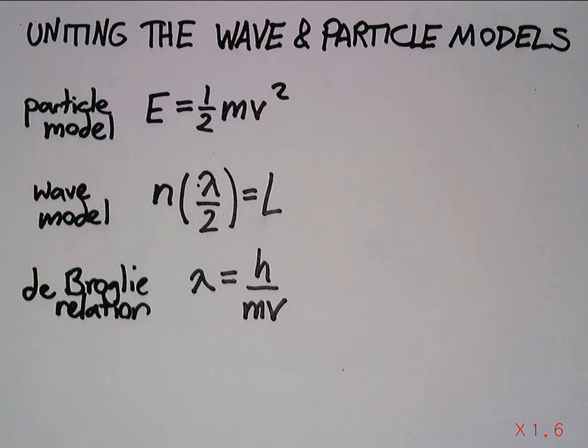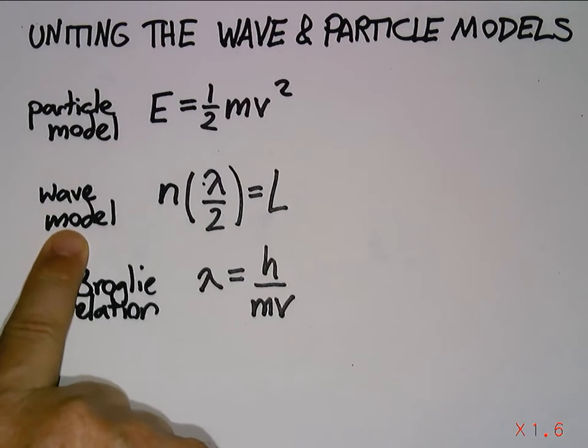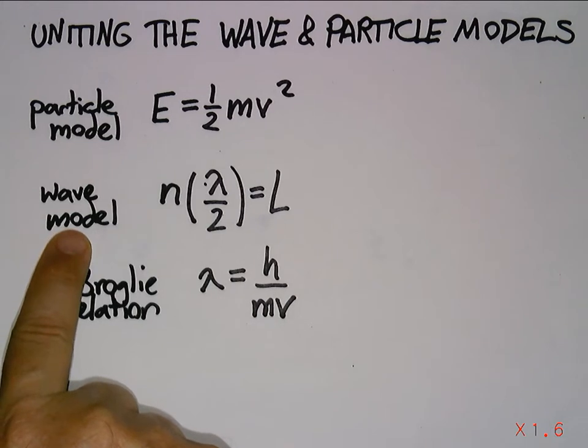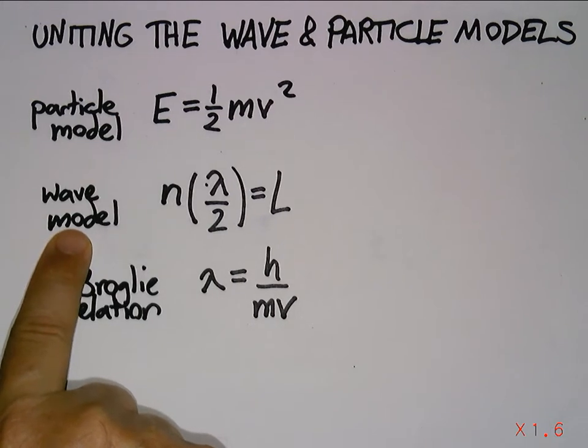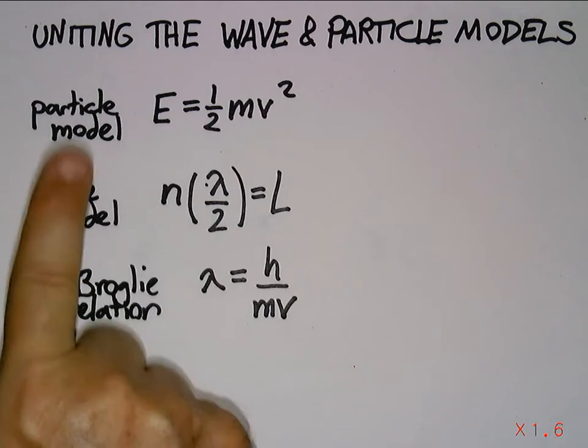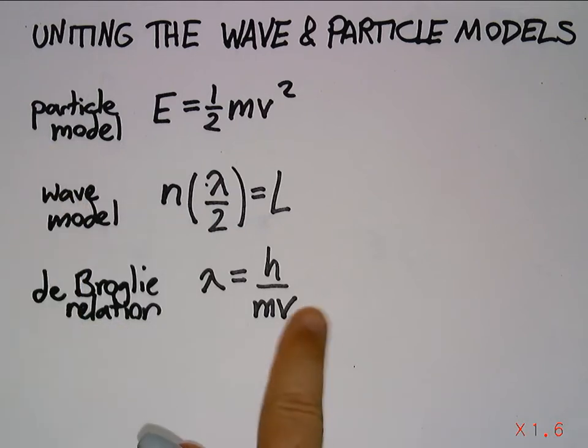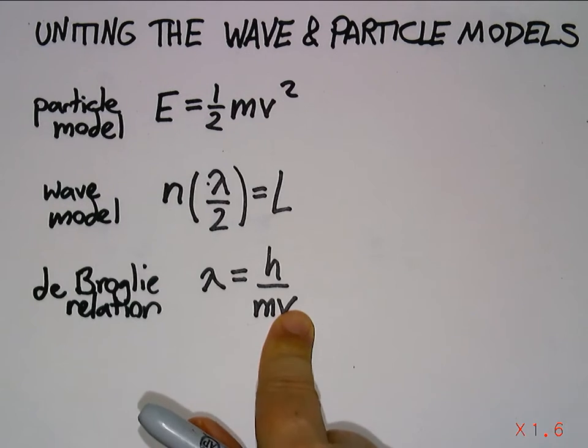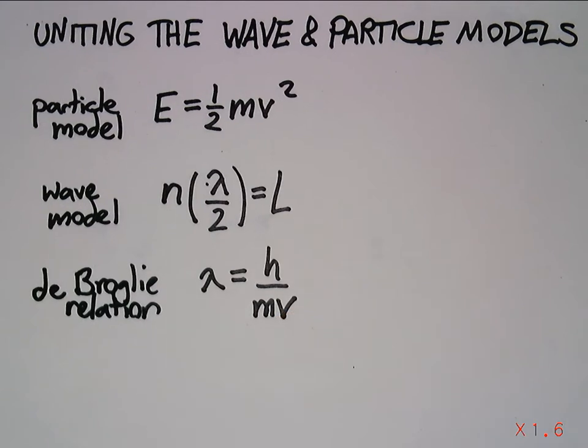Now, there were some problems with the particle model, and there's some problems with the wave model. It's not immediately obvious how we're going to calculate the energy from that. But let's build a new model which puts both of them together using the de Broglie relation. Now, to do this, I have to do a little bit of algebra.